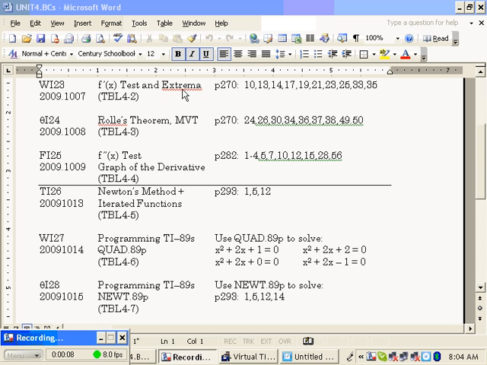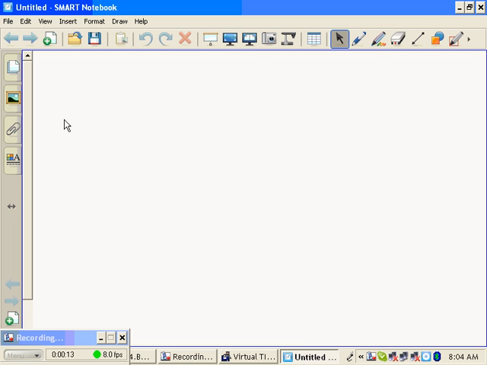First derivative test and extrema. Alright, take a look at the following graph. Let's say I make up some wacky graph.